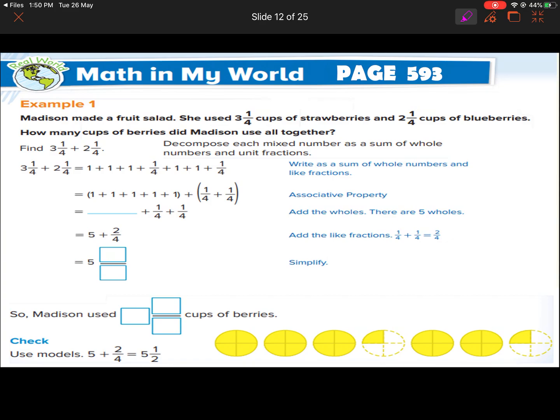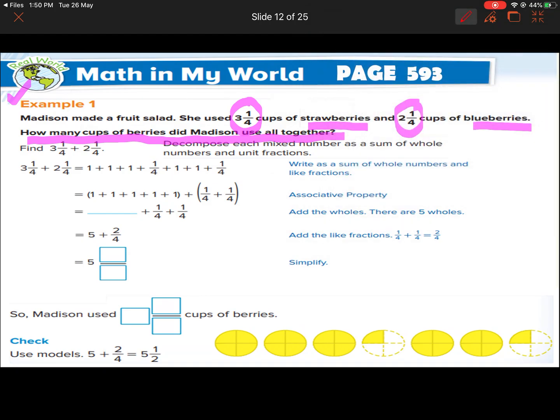Now see example number 1. Madison made a fruit salad. She used 3 and 1/4 cups of strawberries and 2 and 1/4 cups of blueberries. How many cups of berries did Madison use all together? So here we are going to add. All together is a keyword for addition.